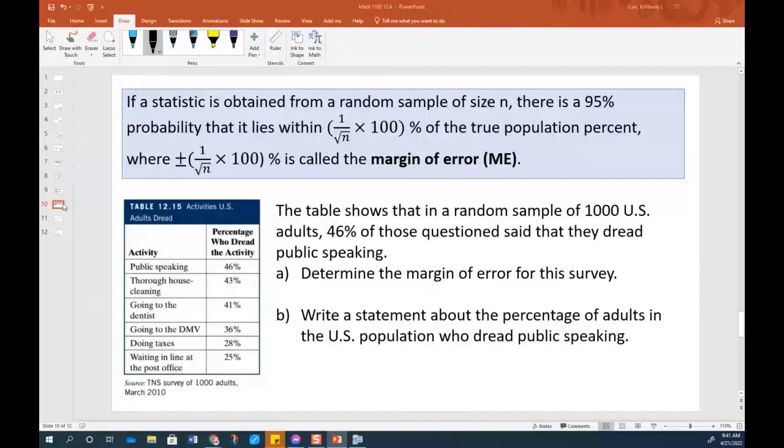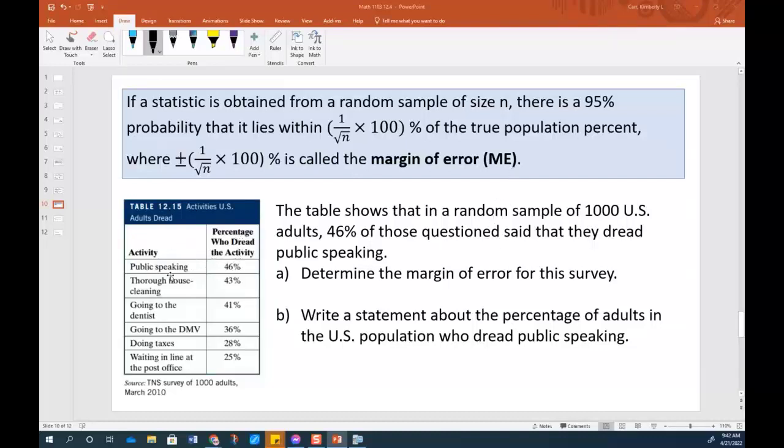Now, a different type of problem you have in this section is determining a margin of error. If you get a statistic from a sample size, there is a 95% probability that it lies within 1 over the square root of n times 100, with a percent sign after it, of the true population percent. And when we say within, it could be above or below. So when you do plus or minus to indicate above or below, that gives us the margin of error, which we could abbreviate ME.